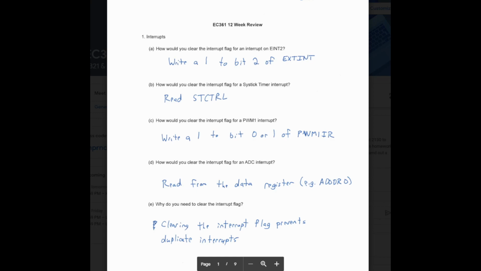For part B, how would you clear the interrupt flag for the SysTick timer interrupt? That is reading STCTRL, again, just from the notes. This is how SysTick works, so when we read from that register, that's what triggers the flag clear in the hardware.